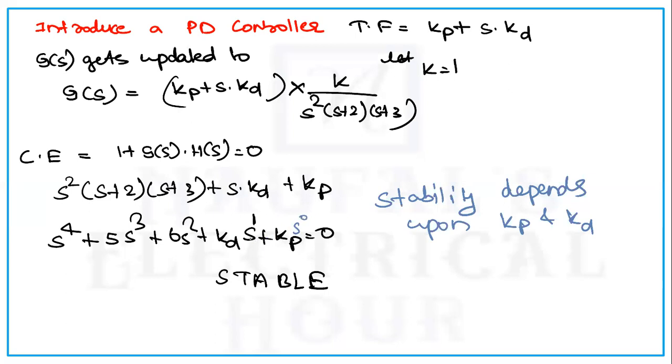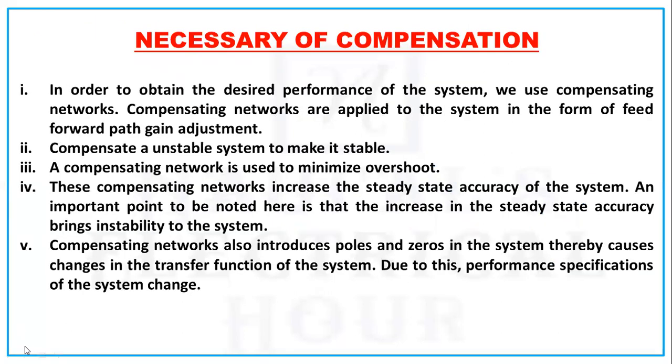So I think this is the basic idea behind controllers, how they make an unstable system stable. Now we will see the case of compensators. I already told you there are different types of compensators: lag, lead, and lag lead. Before that, for the university exam, this will be a very good question for you: why do we need a compensator? One small idea I give you: compensate an unstable system to make it stable.